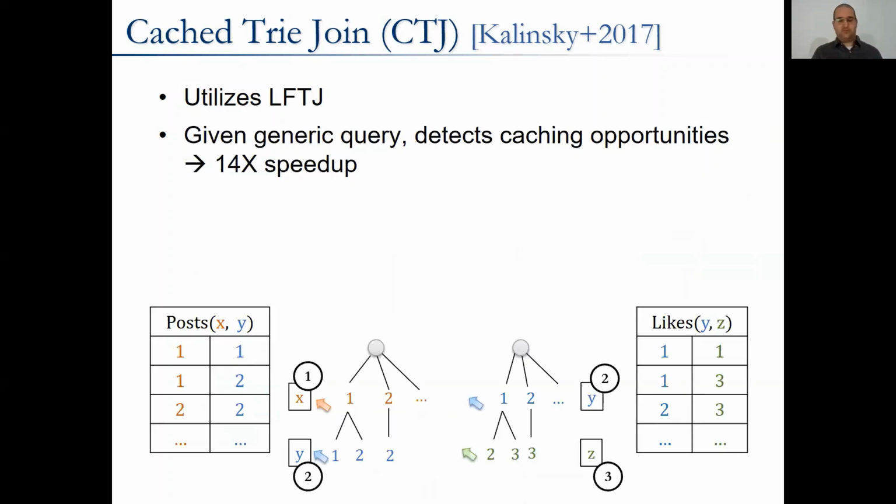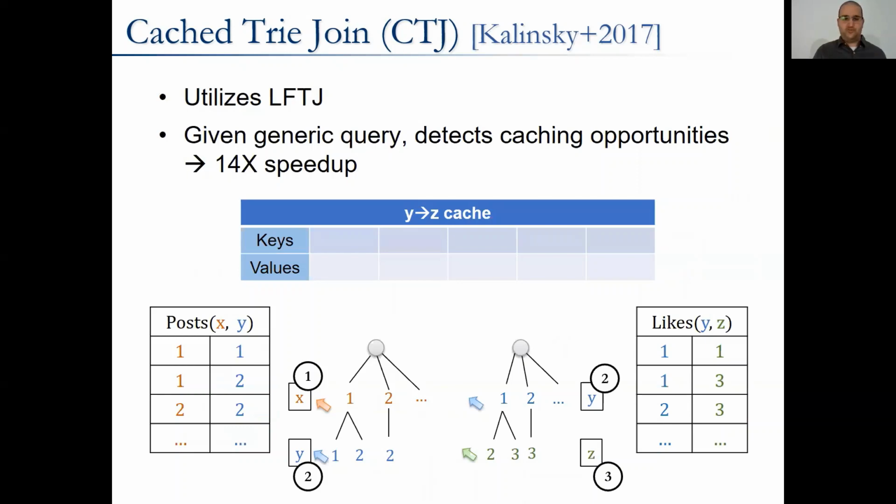So we have the same simple join query from before, but now we're going to have a cache from the Y join variable to the Z join variable. And we're going to run LFTJ as before. And when we get a result, we're going to store the relevant entries in the cache. And at some point, we're going to reach a Y value that we've already seen. And then we can just extract the result from the cache instead of recomputing the join.